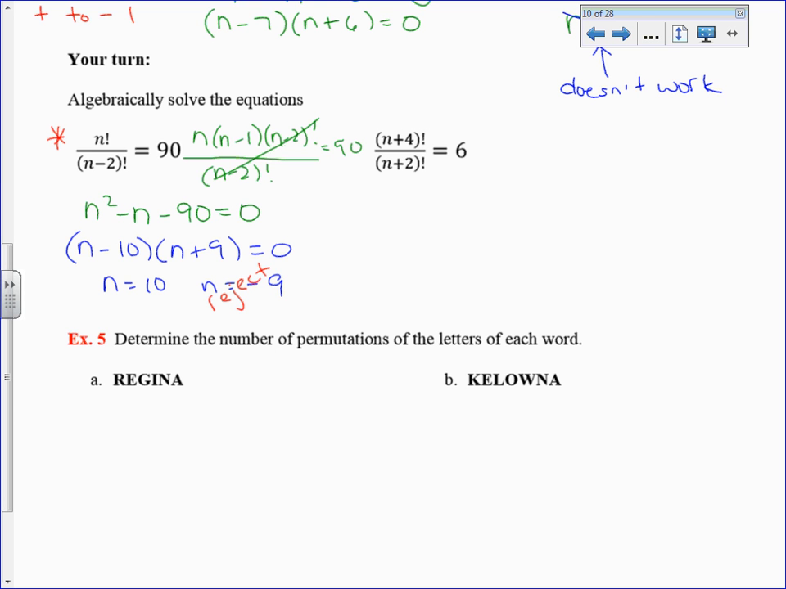Did you see the 6? Okay. Well, you're kind of right, but yeah, because we don't know what n is.